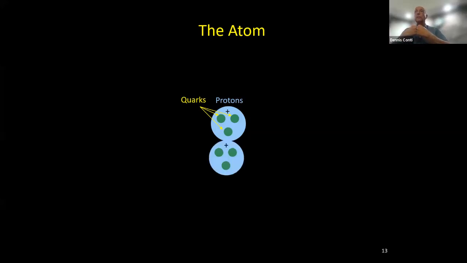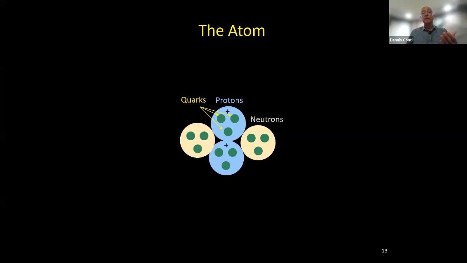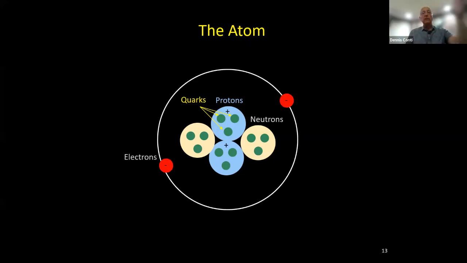Protons can be linked together. So we have 2 protons that are tied together via one of the forces we'll see in a minute, the strong force. So these protons have positive charges. There are other parts of the atom that have no charge. They're neutral. They're called neutrons. And so we have neutrons that are tied together with protons. And then we see electrons entering the picture.